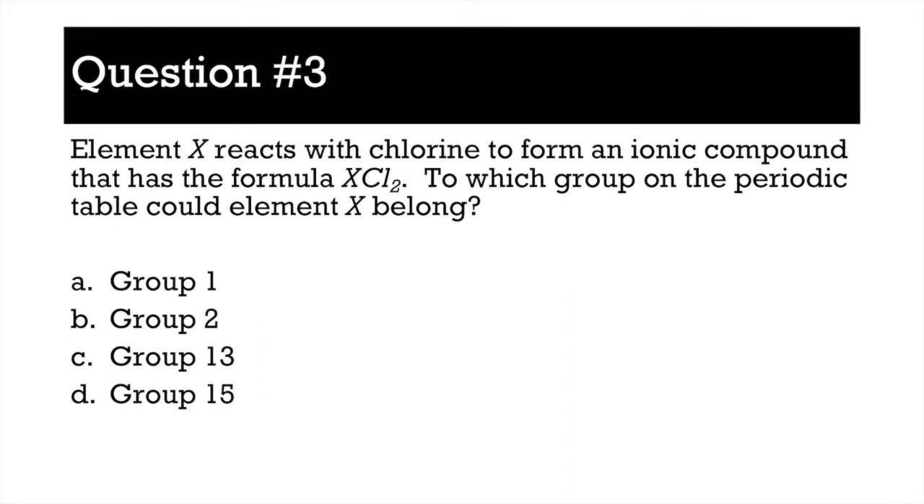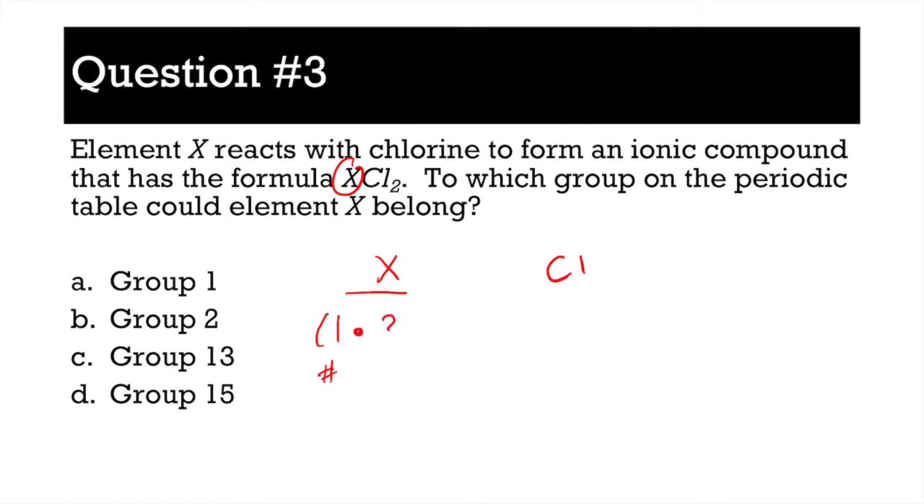Okay. Question number 3, element X reacts with chlorine to form an ionic compound that has the formula XCl2. To which group on the periodic table could element X belong? So you have to figure out what X is. And so you might be able to just figure this out in your head pretty quickly. But let's kind of break this down. So we have X and we have Cl. So in our formula, we have one X in there. So that's the number of it.